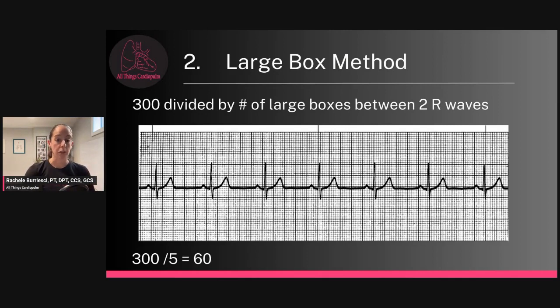Okay, so I'm going to do the large box method. I'm going to count how many large boxes I have between 2 R waves. So I have 1, 2, 3, 4, 5. 300 divided by 5 is 60. Now 60 is damn close to 62.5. It's easier math, but it can get a little hairy if it's a really fast rate. So it works really nice with this rhythm. This is how you do large box method.